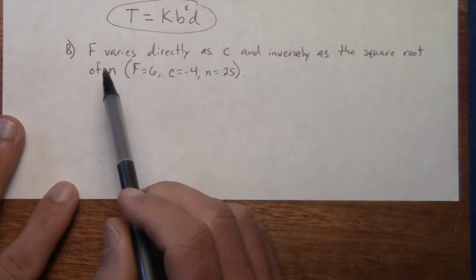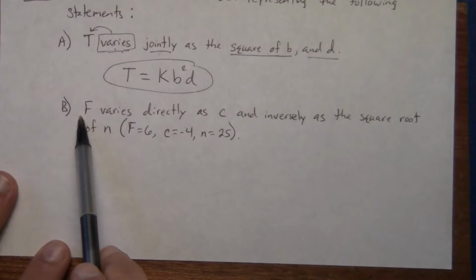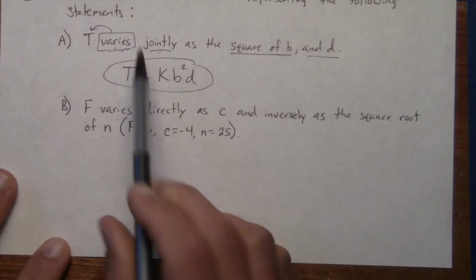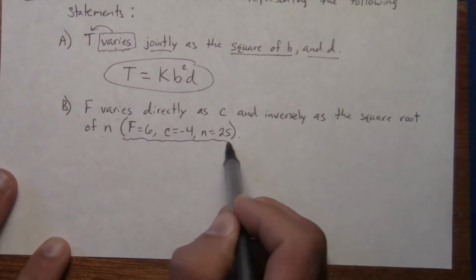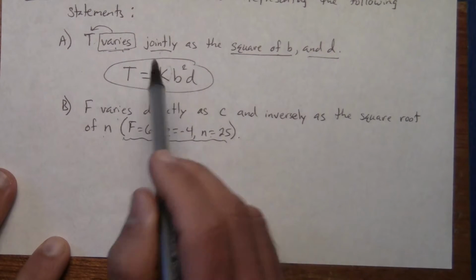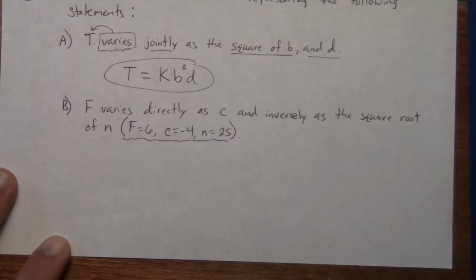You can notice that this is a very similar type of problem. We are again given f varies directly as c and inversely as the square root of n, kind of like this one was. And then we're given this random information. And the reason they're giving you these numbers is they want you to actually figure out what k is in this problem. So it's kind of an extra step.